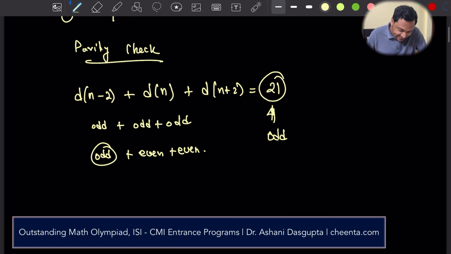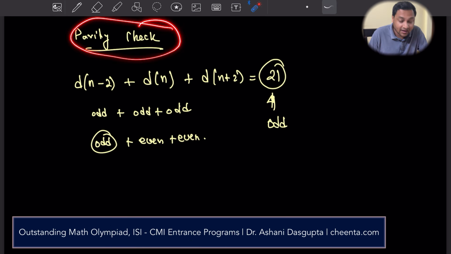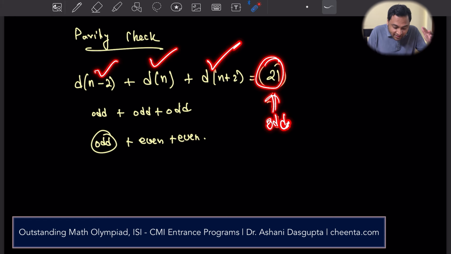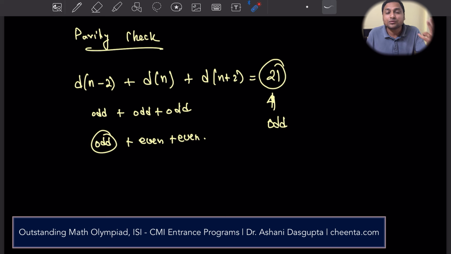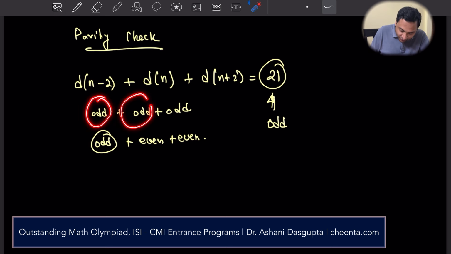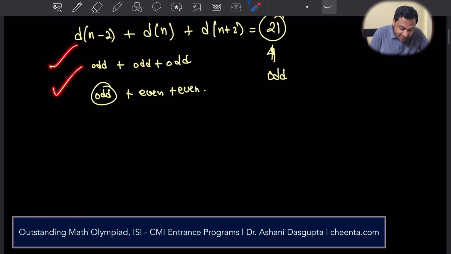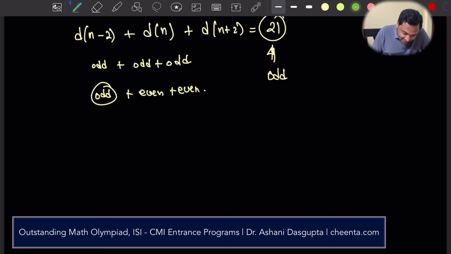Okay. Having said that, let's start with parity check. So the equation is this: D of n minus 2 plus D of n plus D of n plus 2 is 21. Now notice that this 21, the sum, is odd. If you think about it, the sum of three numbers can be odd in only two possible ways. Either all three of them are odd, that's one case. The other case is only one of them is odd, the other two are even. So we will first check which one of these two cases is possible, whether both of them are possible or not.